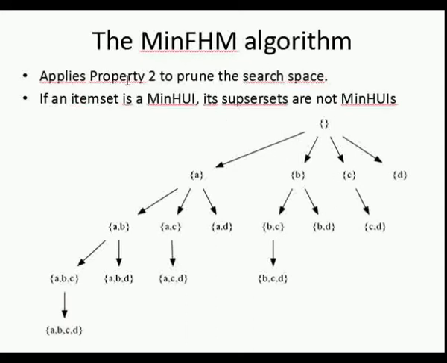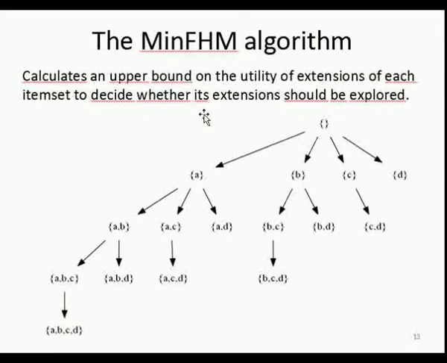So we apply property 2 to reduce the search space. If an item set is a minimal high utility item set, we don't need to look at the supersets. And also, because this algorithm is based on FHM, we also use an upper bound on the utility that can be used to reduce the search space. Here I will not talk in detail about this because it was introduced in the FHM paper. It is not something new in this paper, but the idea is as follows.